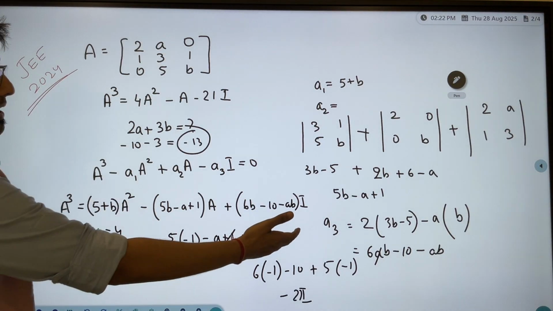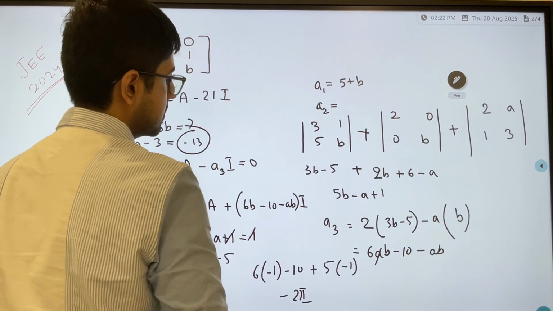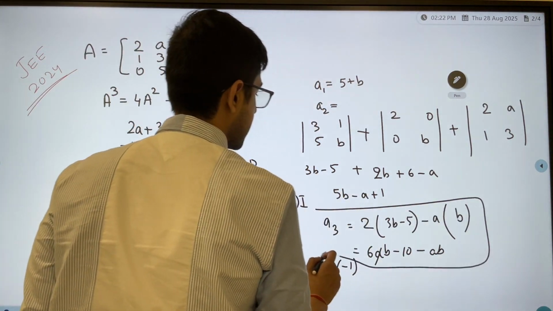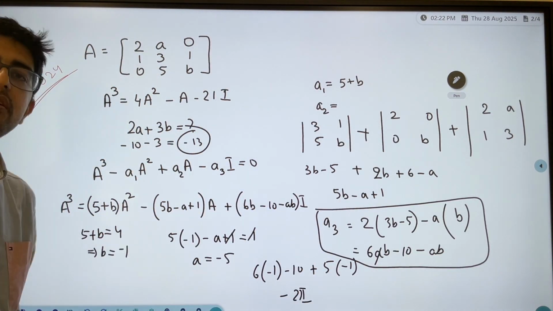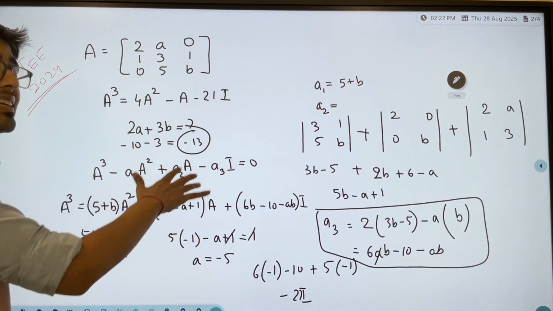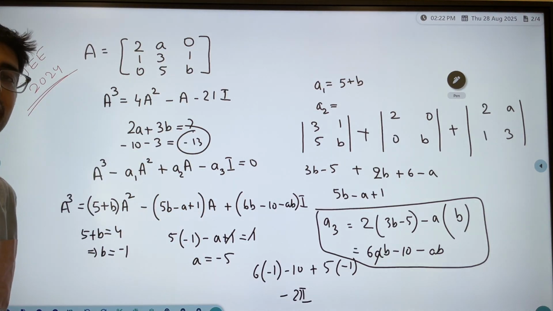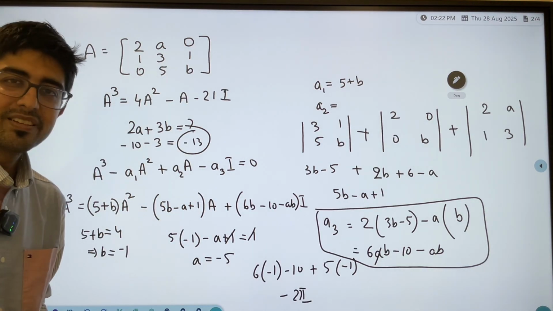Technically speaking, if you realize, we never had to find the value of A3 because it was just for the sake of checking the final answer. And that is how we apply Cayley-Hamilton theorem to solve questions in matrices.